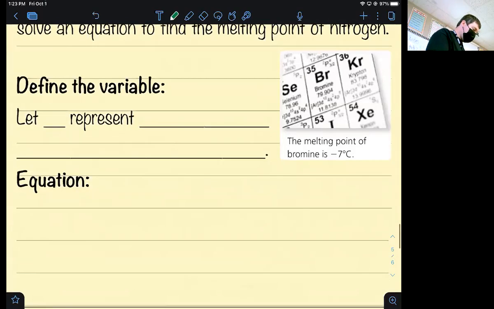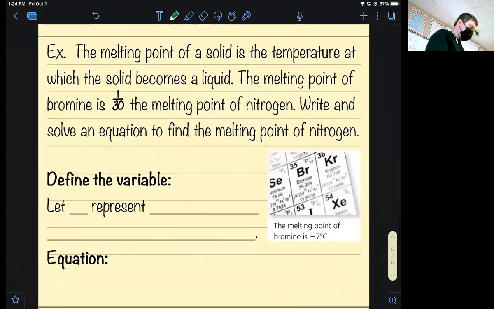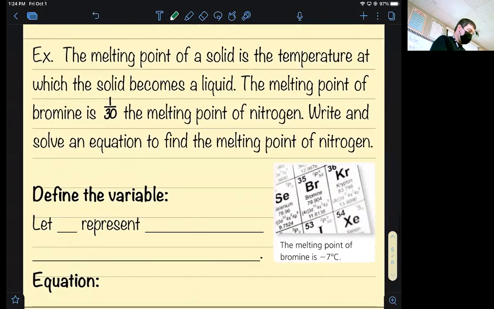Okay. And then our last question today in our notes, and you guys will get some homework time, obviously, says the melting point of a solid is the temperature at which the solid becomes a liquid. Okay, so for example, ice turning into water. The melting point of bromine is 1/30 the melting point of nitrogen. Write and solve an equation to find the melting point of nitrogen.